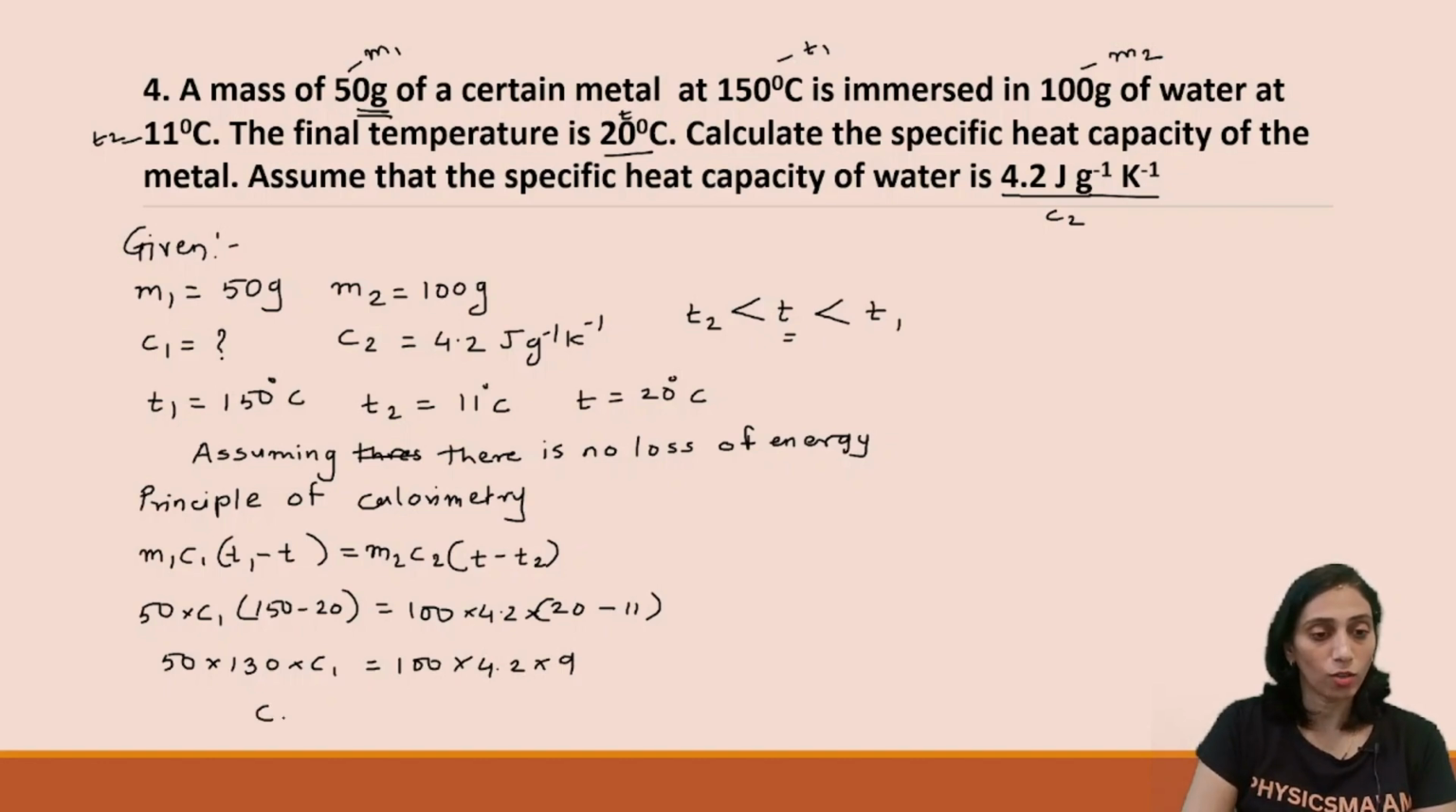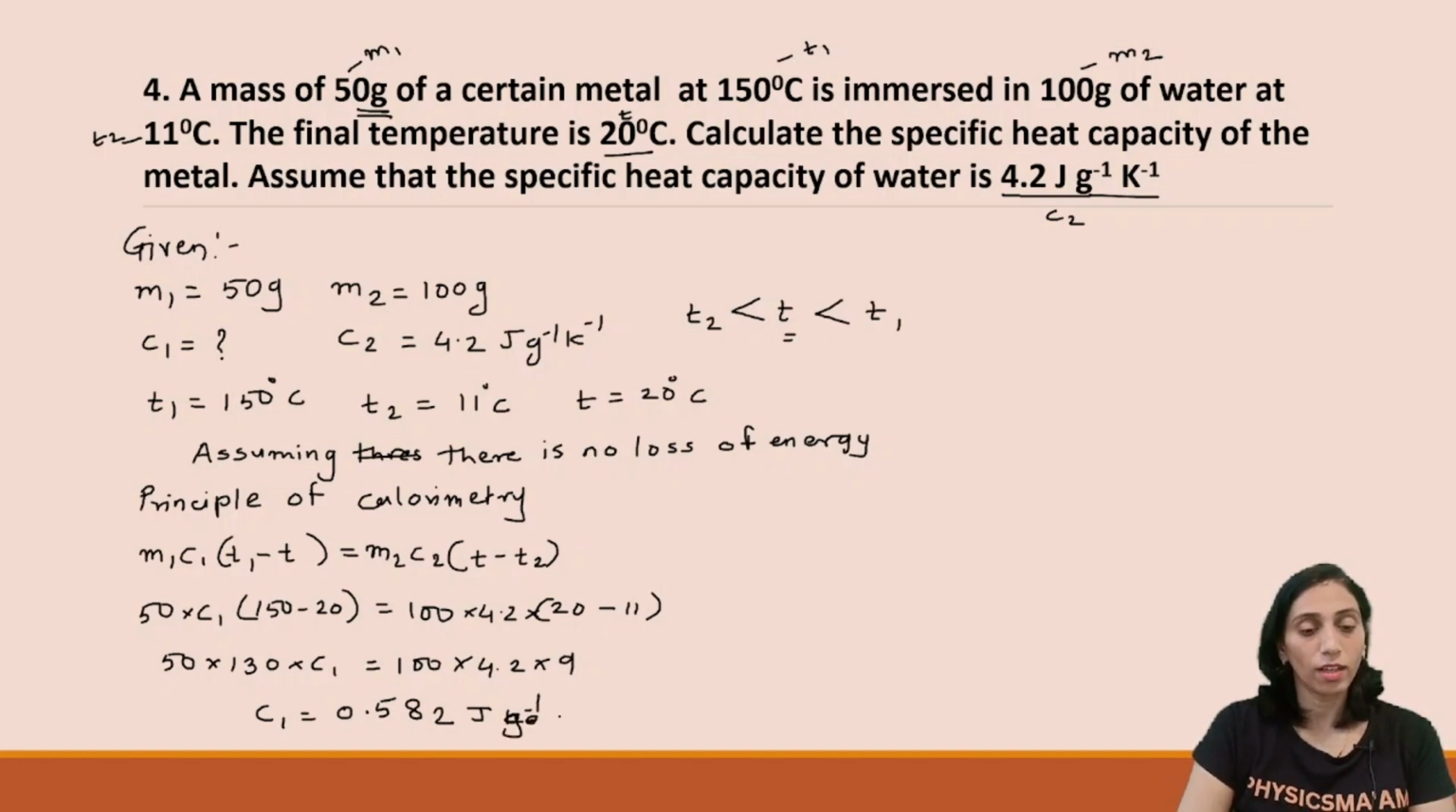So when I solve all this, I get my value of C1 is equal to 0.582 joule per gram per Kelvin, now this is in gram, right? Because we have taken the gram value, per Kelvin. Okay, this is how we get the answer for this question. So take your time and solve it slowly.